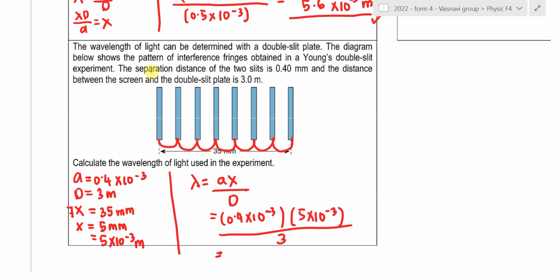What is the answer? 0.4 power negative 3, 5 power negative 3, divide 3. 6.67 times 10 to the power of negative 7 meter. Don't forget the unit. Okay, right.